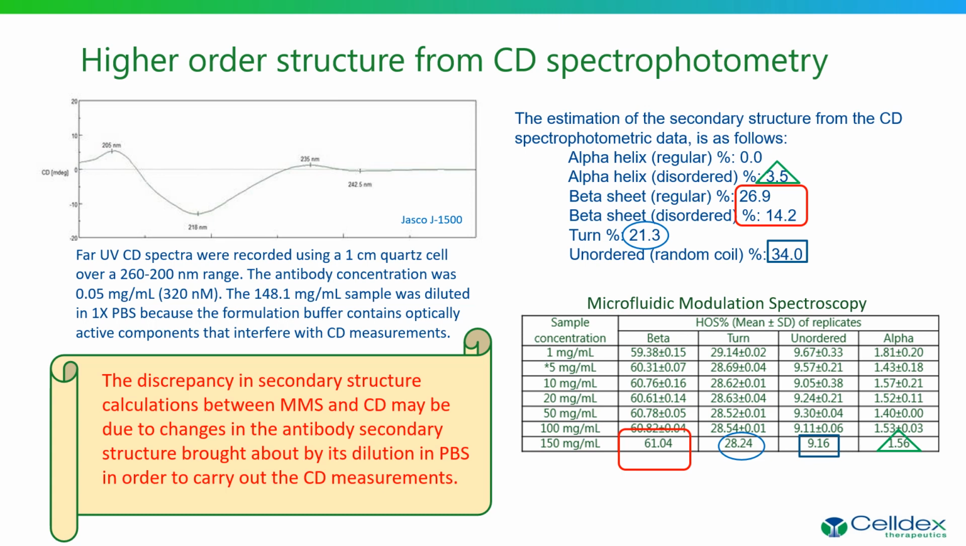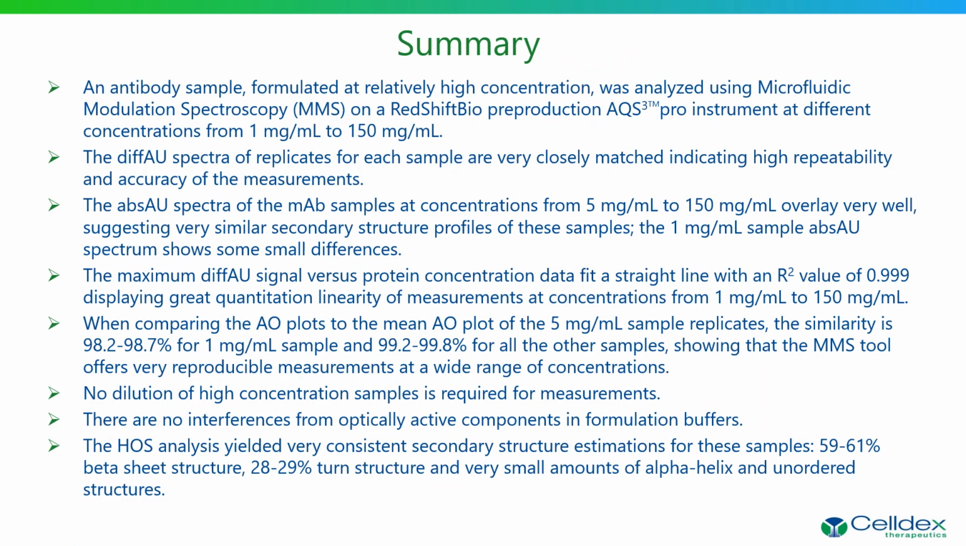In summary, our antibody was analyzed with a RedShiftBio microfluidic modulation spectroscopy instrument at concentrations ranging from about 150 mg per ml down to 1 mg per ml. The differential absorbance spectra of replicates for each concentration are very closely matched, so the reproducibility is quite excellent, as is the accuracy. The absolute absorbance spectra overlay very well, suggesting that the antibody maintains its secondary structure across the various dilutions in its formulation buffer.